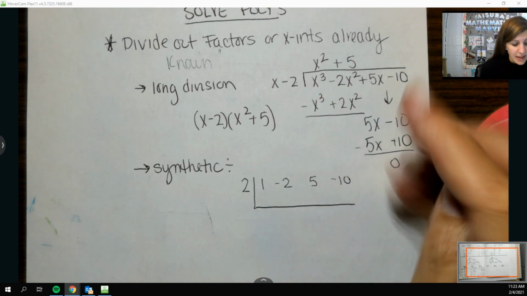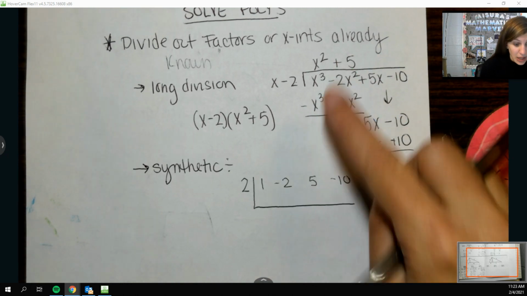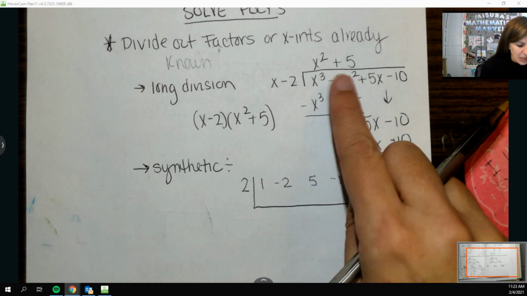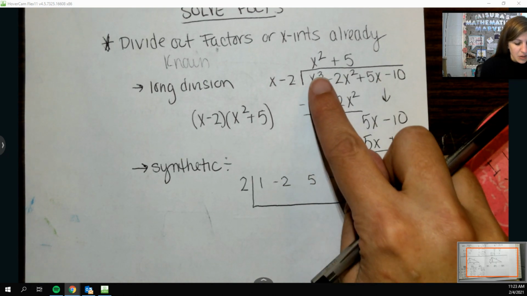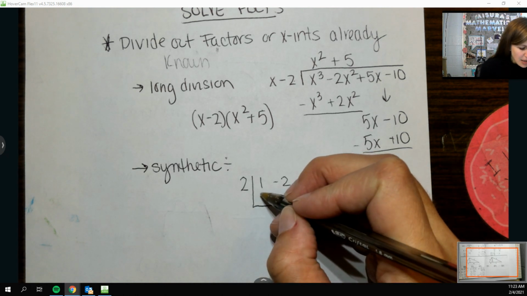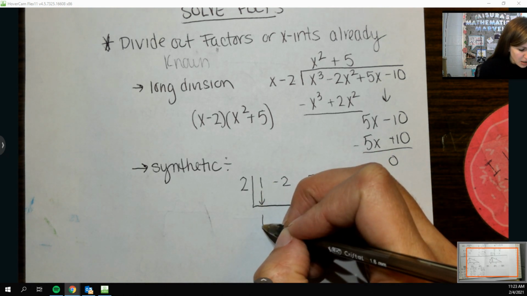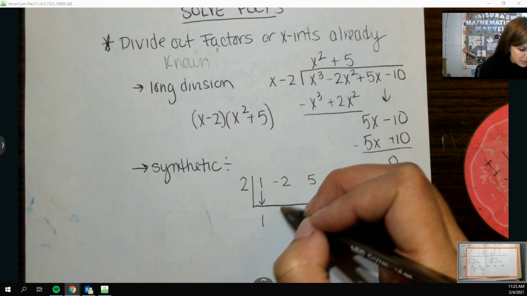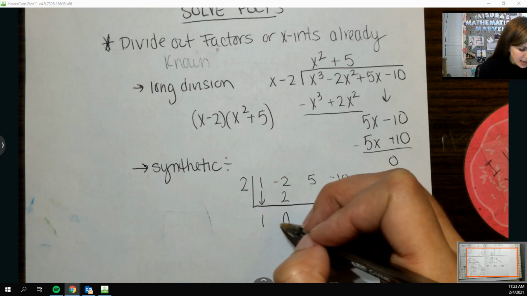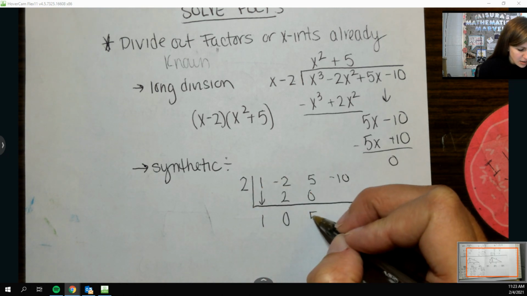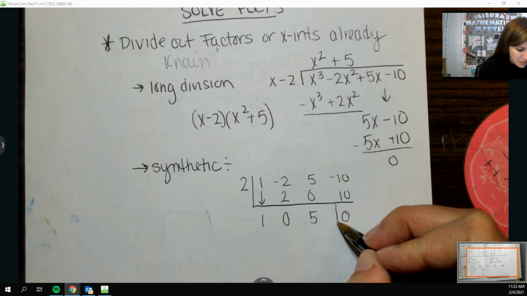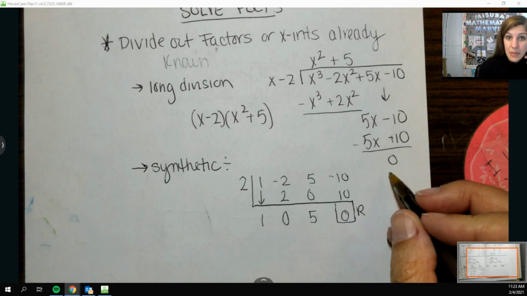And if there was anything missing here, like if that x squared wasn't there, I would need to put a 0 placeholder for that x squared that was missing. So you need all of the exponents represented, 3, 2, 1, none. And if you're missing anything, you need to have a 0 placeholder. And then the process goes, we drop down the first number, multiply the outside numbers, put it inside, and then add. Multiply, and then add. Multiply, and then add. My last number is my remainder, which we knew we had a remainder of 0.